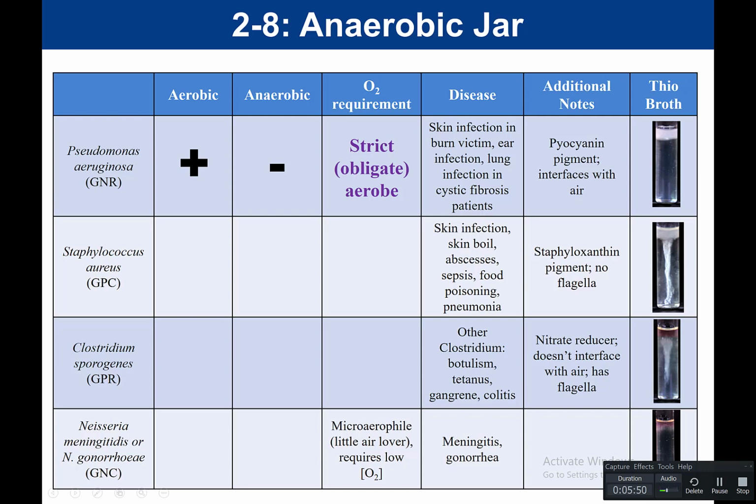It also can cause ear infections. It can cause a lung infection in cystic fibrosis patients. Patients who have cystic fibrosis have a genetic condition in which they have defective chloride channels. And as a result of having these defective chloride channels, they don't move water properly. And so these patients end up with a thick secretion in the lungs, and it's more susceptible to these Pseudomonas aeruginosa infections.